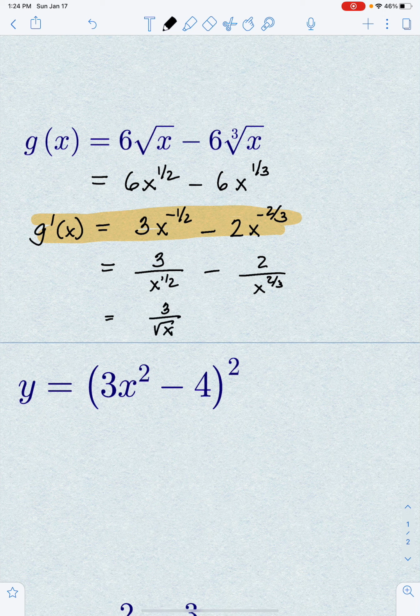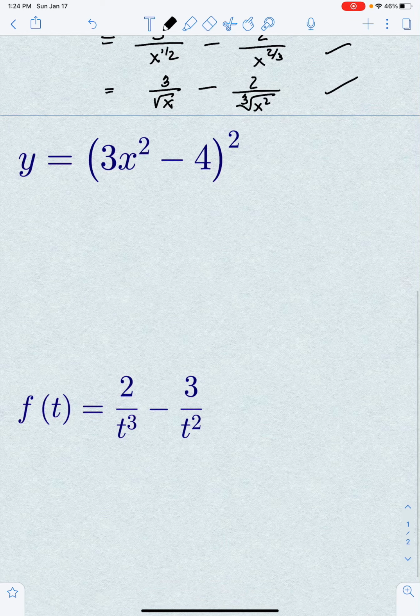I'm just going to write that as 3 over root x minus, now x to the 2/3, that's a little bit more involved. That's the cube root of x squared. And all three of those answers, 1, 2, 3, would be considered acceptable. So you can just stop at the highlighted one unless you are given further instructions.